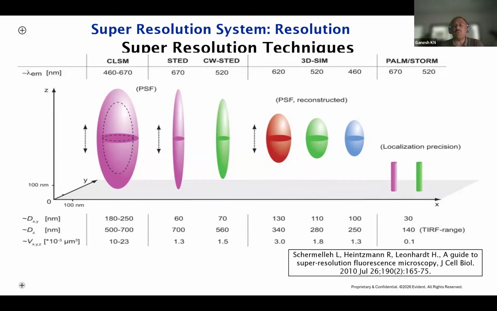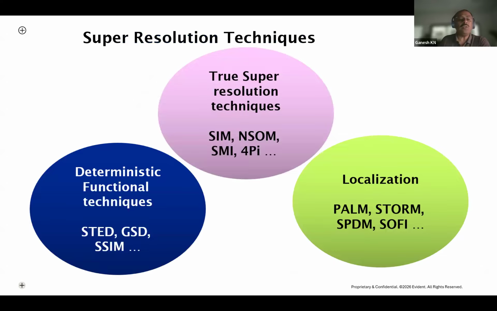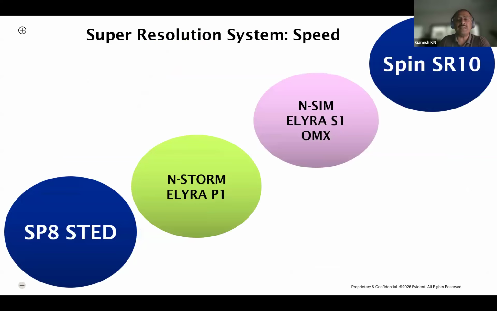For fixed specimens, it was okay to go with any of these techniques because you can always choose to have different dyes. But for live cell imaging, it was always a challenge to change the staining technique, to change from one platform to another platform. So these are some of the techniques that are currently being used, as we discussed.